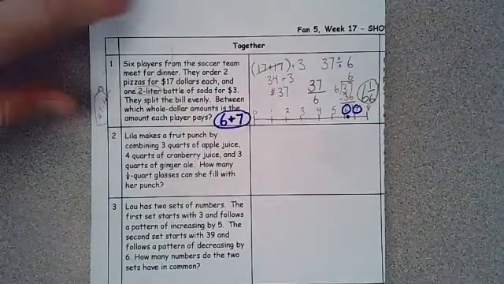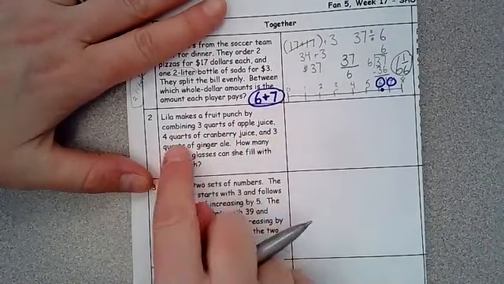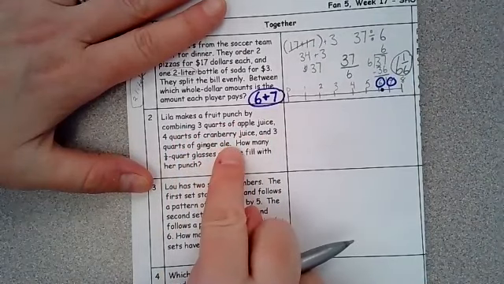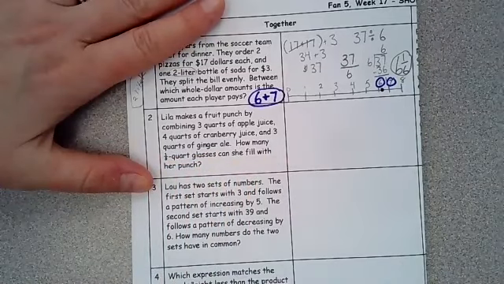All right, next one. Lila makes a fruit punch by combining 3 quarts of apple juice, 4 quarts of cranberry juice, and 3 quarts of ginger ale. How many 1/8 quart glasses can she fill with her punch?